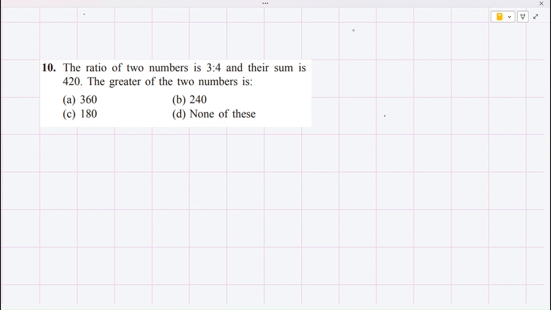The ratio of two numbers is 3:4 and their sum is 420. So this question is saying that we have two numbers. Suppose the numbers are x and y, and they're saying the ratio of these two numbers, that is x and y, is 3:4. So basically the first thing we understand is that numbers are different from ratio. Then they are saying their sum, that is the sum of these numbers. We have assumed x and y to be the numbers. The sum of these numbers will be equal to 420.